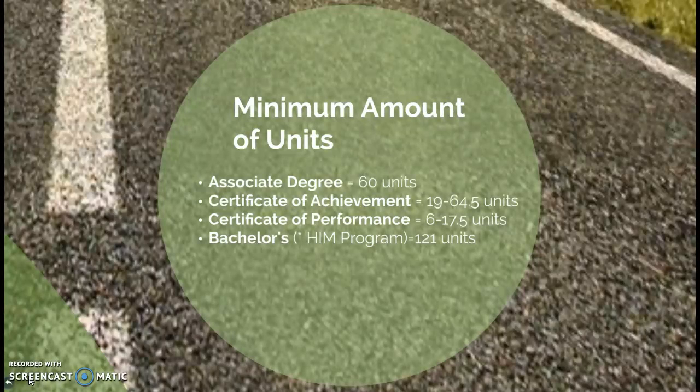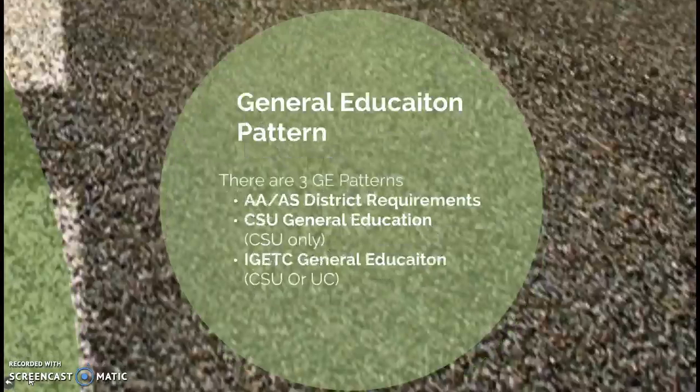If you're pursuing an associate's degree, you will need a minimum of 60 units. Certificates of achievement range from 19 to 64.5 units. Certificates of performance range from 6 to 17.5 units. And for our students pursuing our bachelor's degree in health information management, you will need a minimum of 121 units.